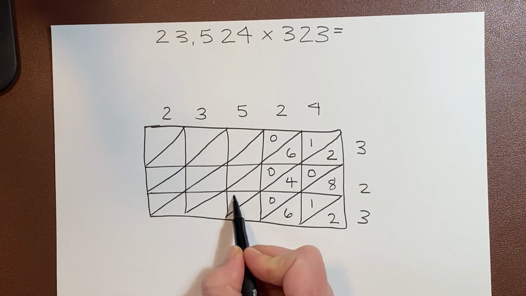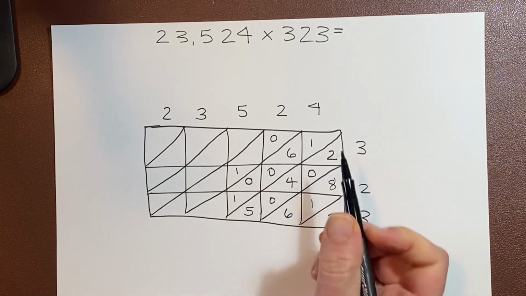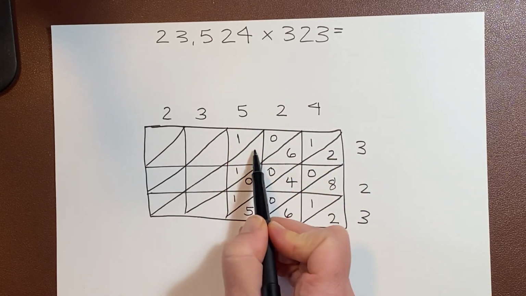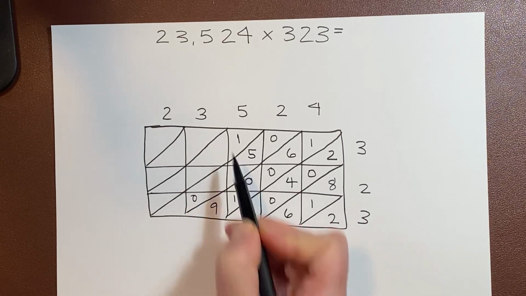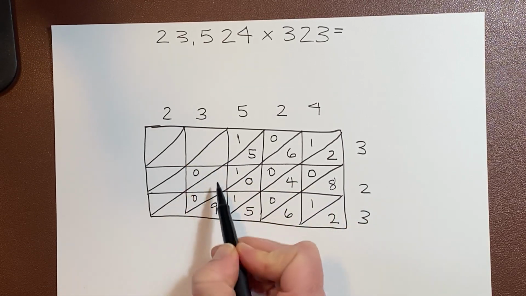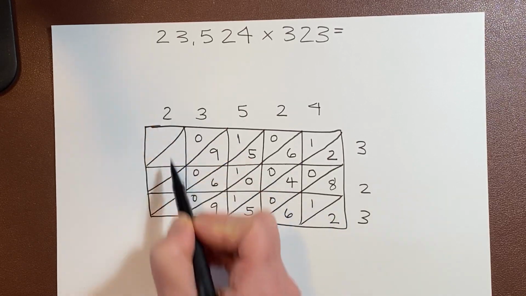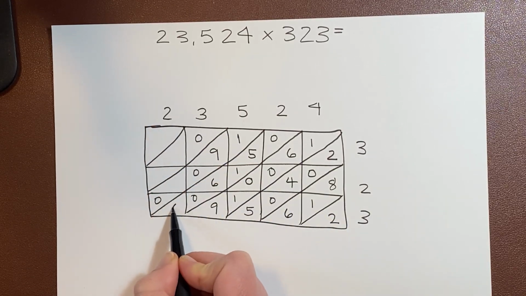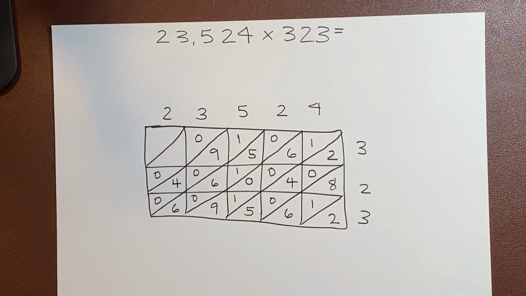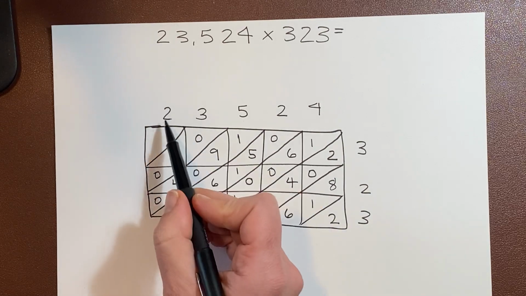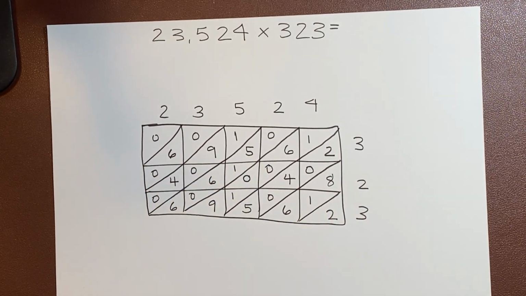5 times 3 is 15. 5 times 2 is 10. 5 times 3 is 15. 3 times 3 is 9. 3 times 2 is 6. 3 times 3 is 9. 2 times 3 is 6. 2 times 2 is 4. And of course, in Montessori world, you can say 2 taken 3 times is 6, whatever language you prefer.